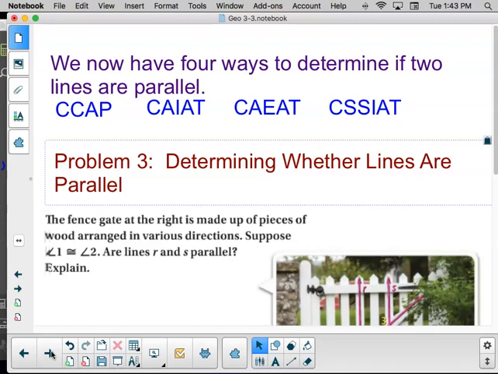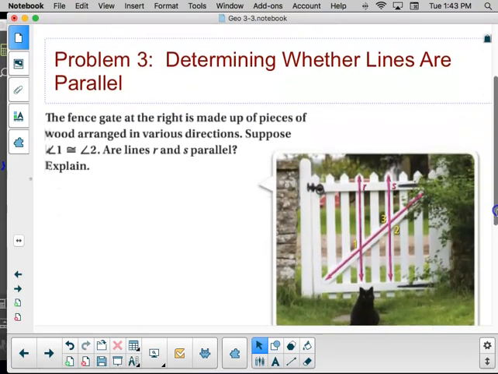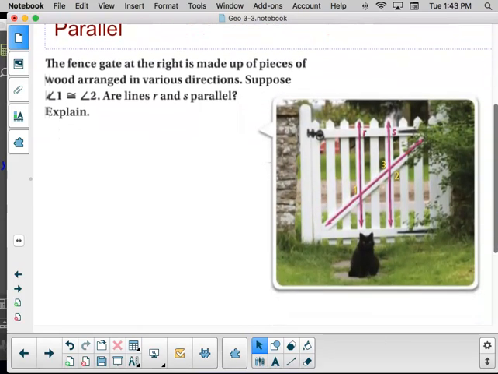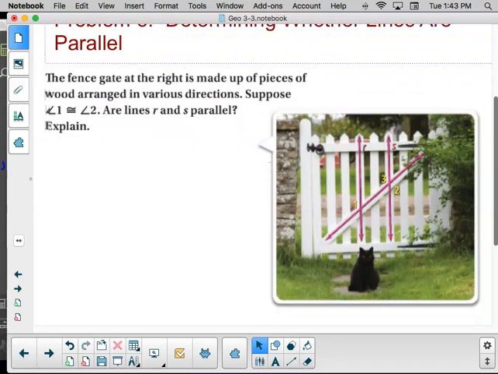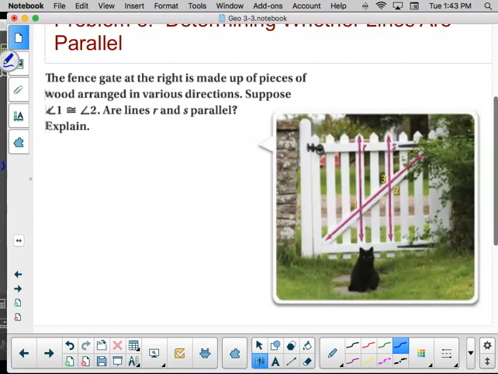Now, determining whether lines are parallel. Okay, this is another way of looking at stuff. We'll look at this fence. The fence gate at the right is made up of pieces of wood ranged in various directions. Suppose angle 1 is congruent to angle 2. Are lines R and S parallel? Okay, if so, why? So let's find angle 1 and 2. Finding angle 1 and 2. What's the name of those two angles if I was going to give them a name for angle pair relationships?